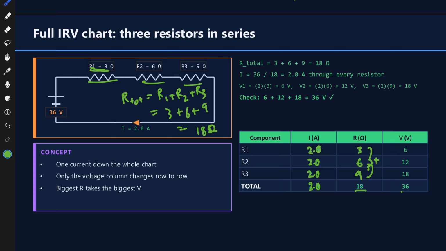Total voltage we were given, right? Even if we weren't given, we could just use V is equal to IR. So 2 times 18 to get 36. Okay. How are we going to find out this, though?